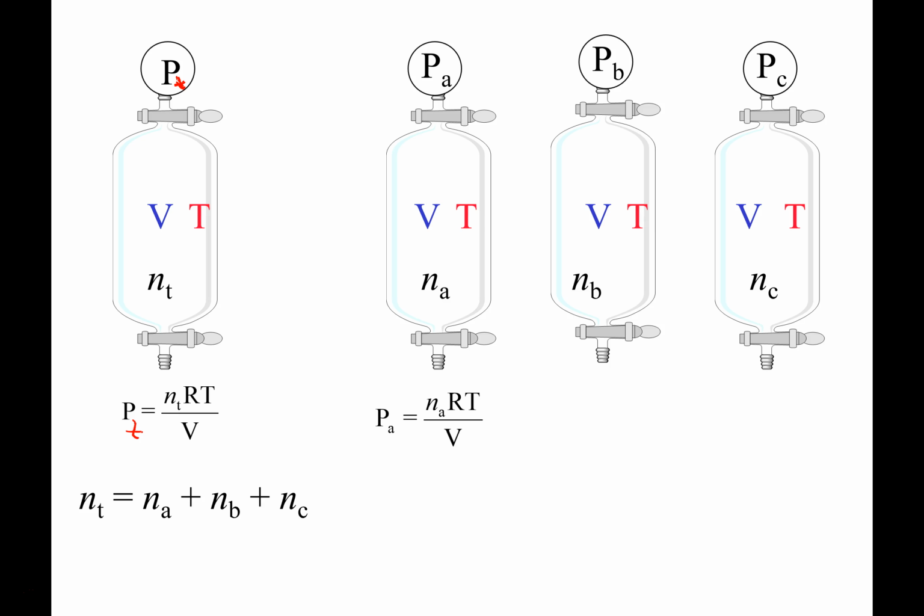Alternatively, we can come up with each of the individual partial pressures. To show partial pressure, you see a little subscript there for what gas it is. So that's the partial pressure of A, partial pressure of B, partial pressure of C.